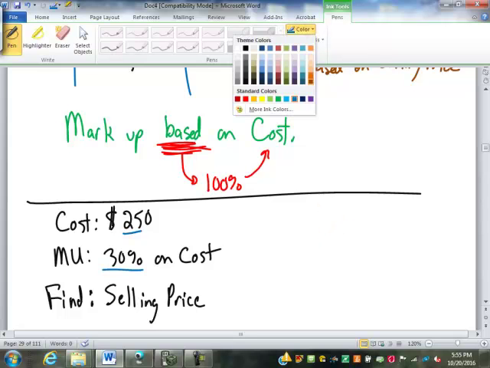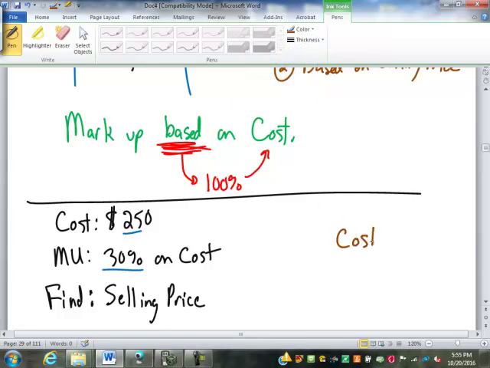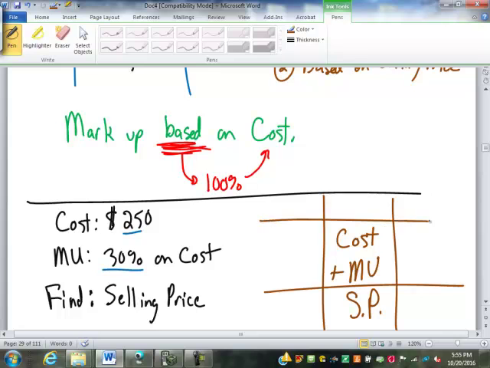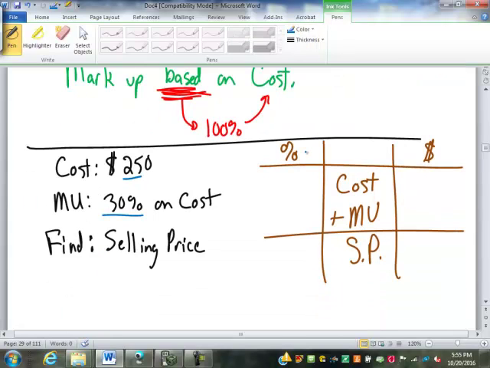We are going to go ahead and do our little chart. Cost plus markup equals, from now on I'm going to abbreviate selling price as just SP. What do we know in the chart here? Well, 250 goes where? Cost and dollar cost, right? So it goes over here. 30 goes percent side for the markup.